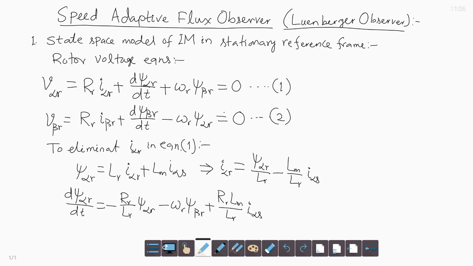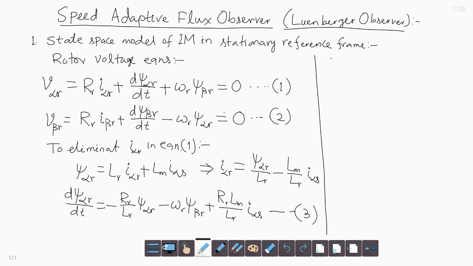So this is how we have eliminated the rotor current I alpha R, because rotor terminals are inaccessible and we don't want that. So we have expressed d psi alpha R by dt in terms of psi alpha R, psi beta R and I alpha S. We want to keep psi alpha R and psi beta R because we want to estimate them, and I alpha S is a measurable output. So we have this equation, and let us number this equation number 3. So, this is for the alpha winding.